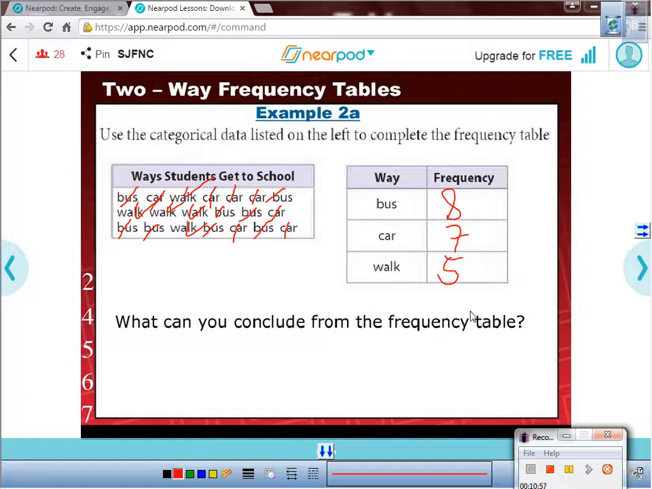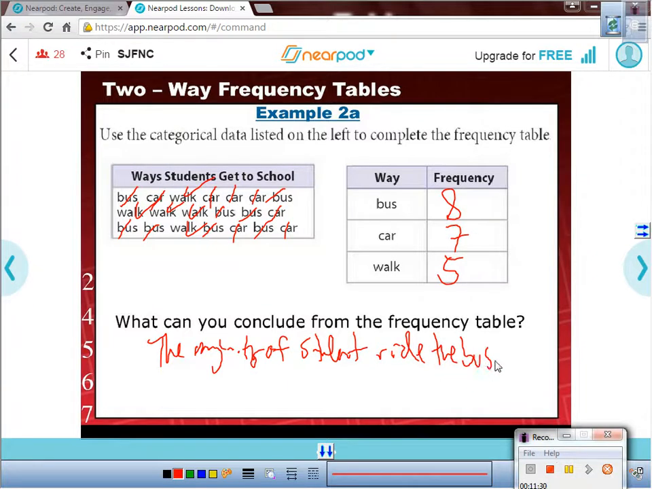So does everybody see how to fill out a one-way frequency table? And what can we conclude from that data? People what? Okay. Well, maybe it may not be that they're lazy, it's that they live far away. So we can conclude that the majority of what? The majority of students ride the bus. Is that correct? Yes, Mr. Q. Yeah? So the majority ride the bus.